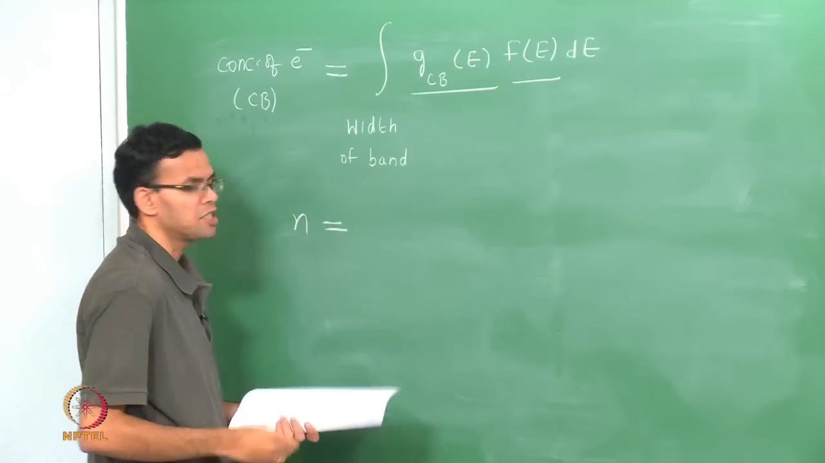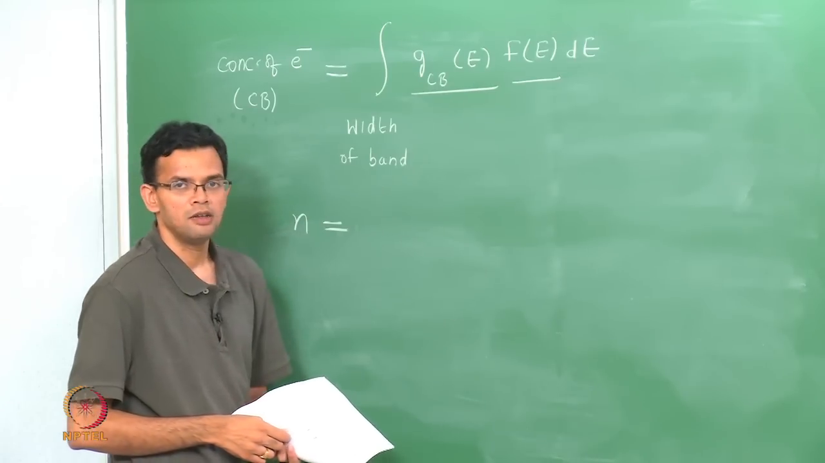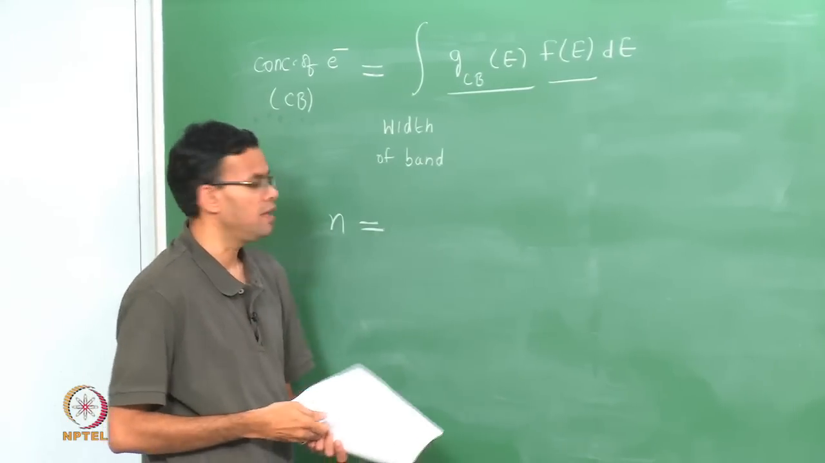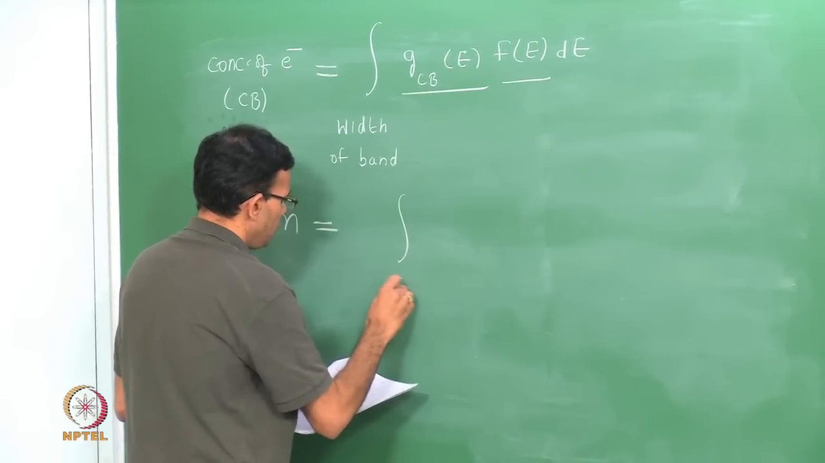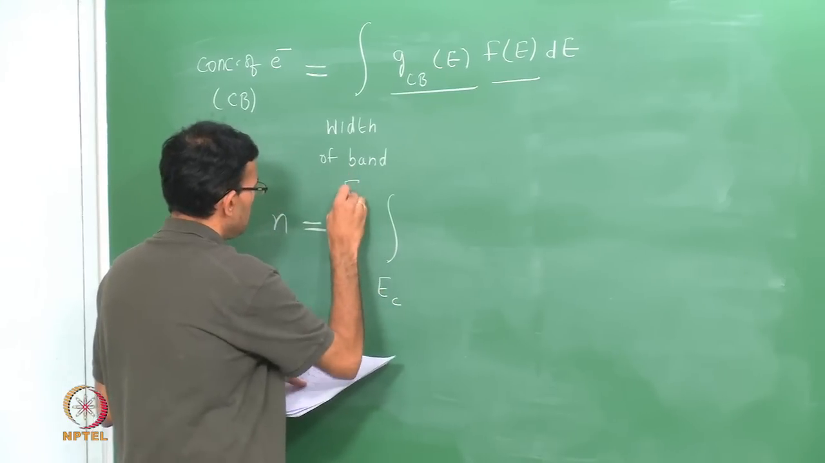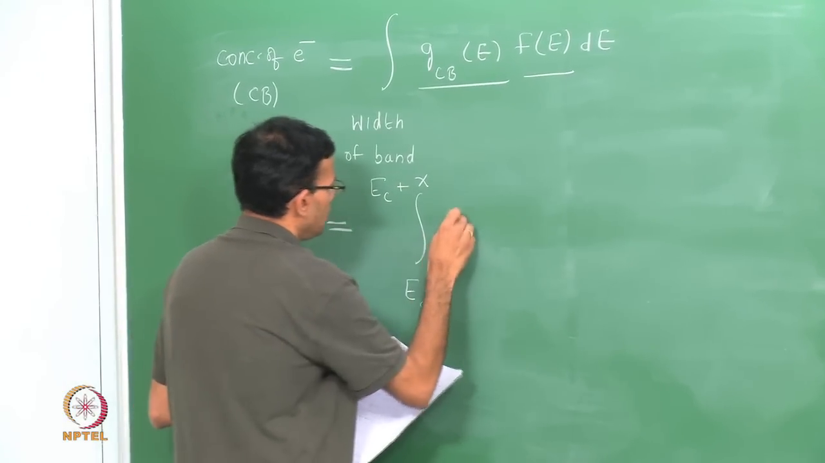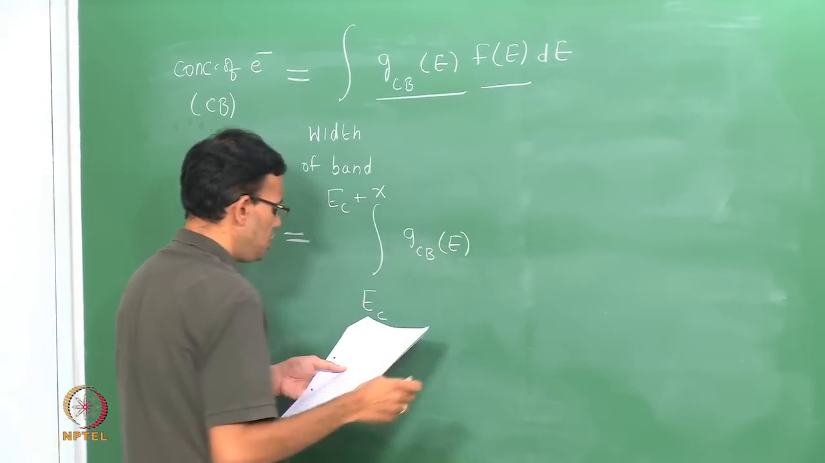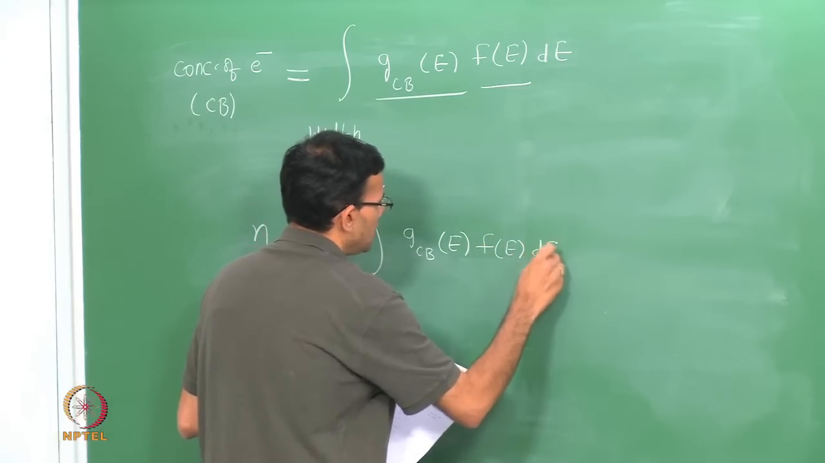If you look at the conduction band, the width of the conduction band we saw earlier goes from EC to EC plus chi, where chi is the electron affinity. So, it goes from EC to EC plus chi, of GCB, which is the density of states, times the Fermi function, dE.